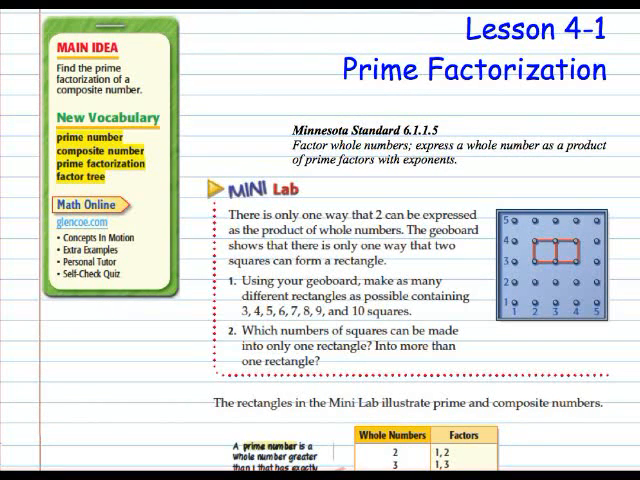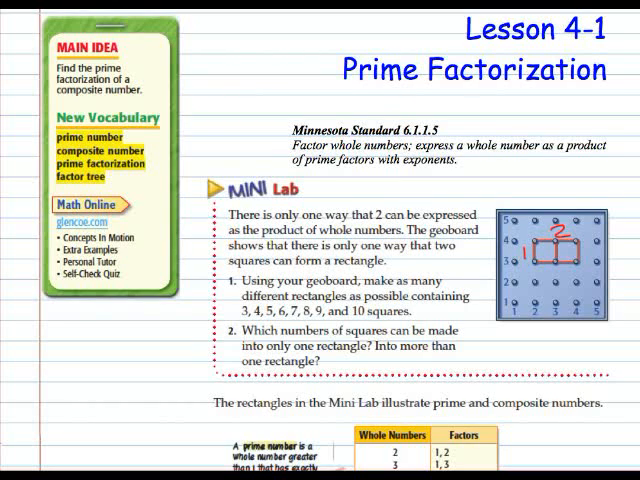This is lesson 4.1, prime factorization. There is only one way that 2 can be expressed as a product of whole numbers. The geoboard shows there is only one way that 2 squares can form a rectangle. This is actually a 1 by 2 rectangle. 1 by 2.